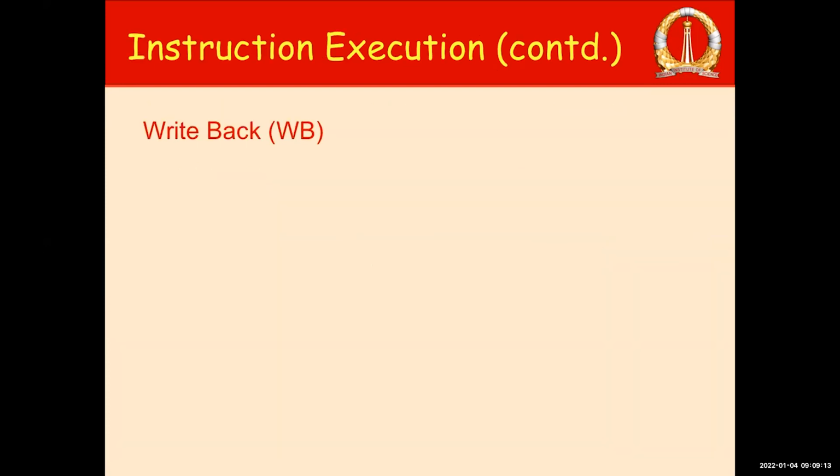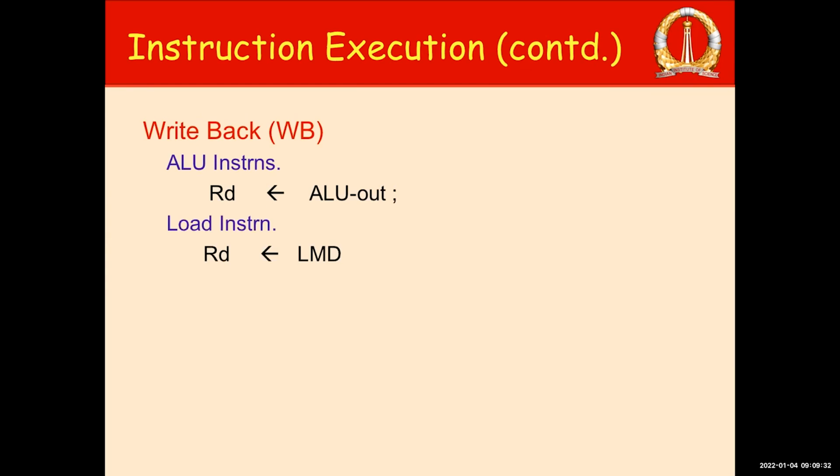In the case of the write back stage, for arithmetic and logic operations, the result value which is computed is written into the destination register. The result value is available in the ALU out temporary register, so that value is stored back into the destination location. Whereas for load instructions, the value which is fetched from the memory, which is in the LMD register, is written into the destination location.